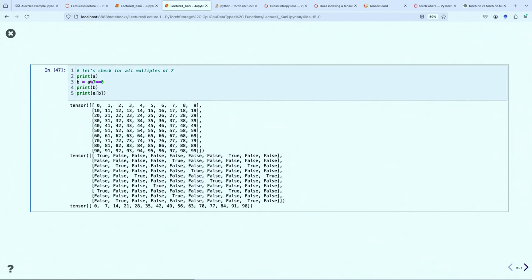Okay, let's see. Checking for all multiples of 7. That seems pretty simple. We just do exactly what we did before. We just take A, check if the modulus of 7 is equal to 0, print B, and then we get a new tensor B. That's just trues and falses. Then we could use this new tensor B to index A to get a new array like this. So getting all the multiples of 7. Yeah, all the good fun slicing.